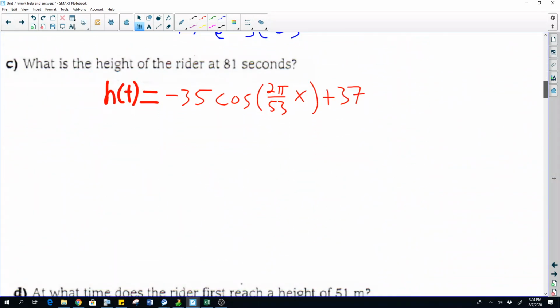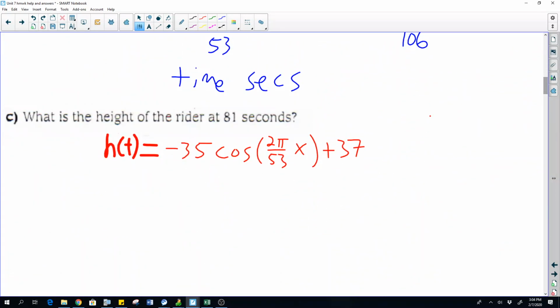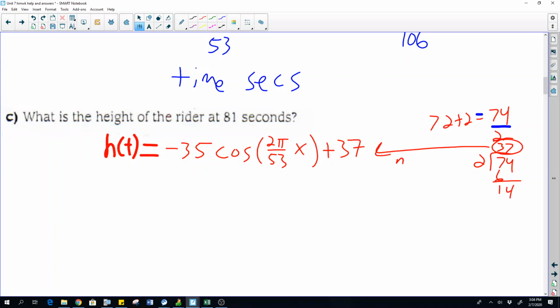But then we add them to get the midline. So 72 plus 2 is 74. And then if we divide that by 2, 2 goes into 14 7 times, 37. So that's how we found the midline. I don't know if I showed my work before on that video, but there you go.